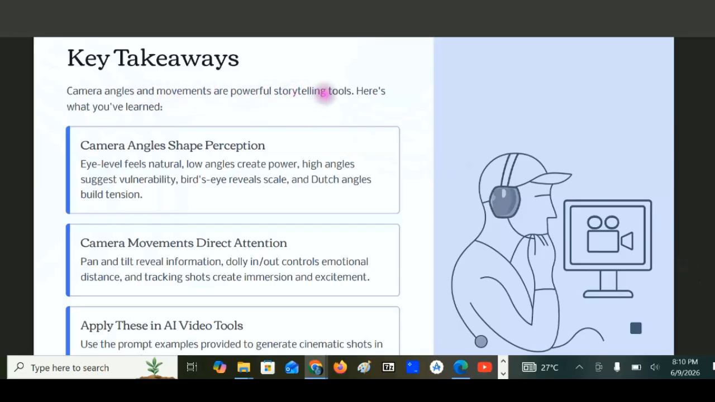Camera angles and movements are powerful storytelling tools. Here is what you have learned. Camera angles shape perception: eye level feels natural, low angles create power, high angles suggest vulnerability, bird's eye reveals scale, and Dutch angle builds tension. Camera movement directs attention: pan and tilt reveal information, dolly in and dolly out control emotional distance, and tracking shots create immersion and excitement.